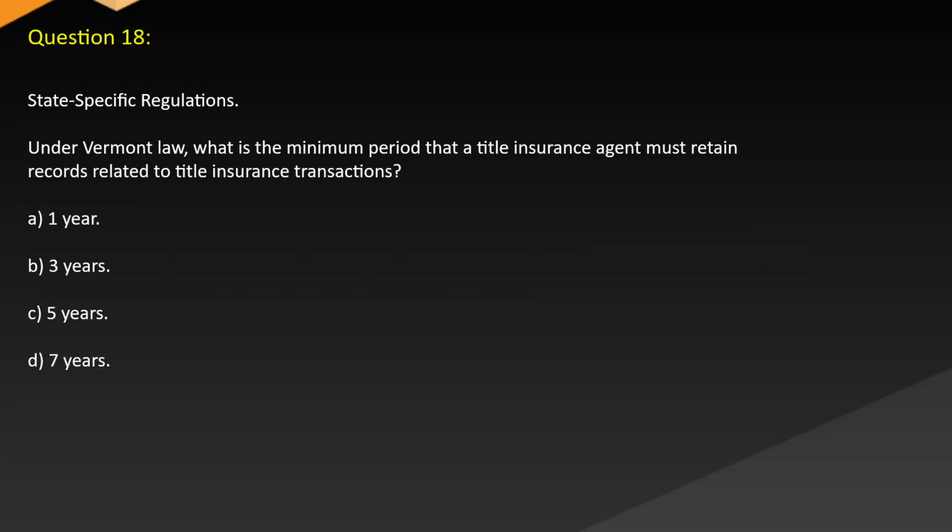Question 18. State-specific regulations. Under Vermont law, what is the minimum period that a title insurance agent must retain records related to title insurance transactions? A. 1 year. B. 3 years. C. 5 years. D. 7 years.